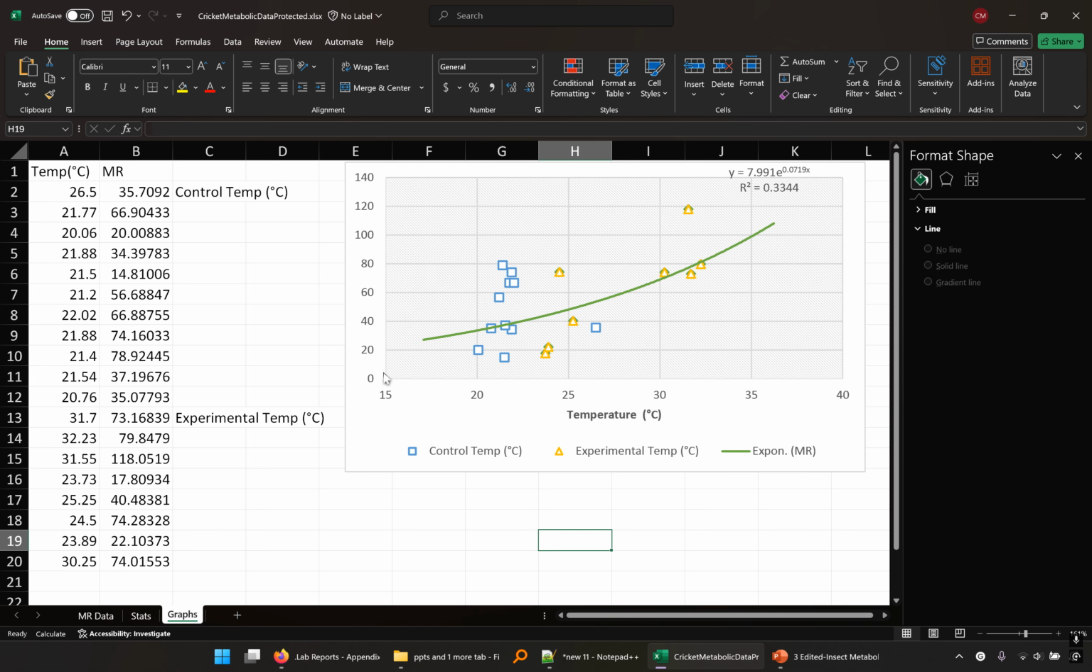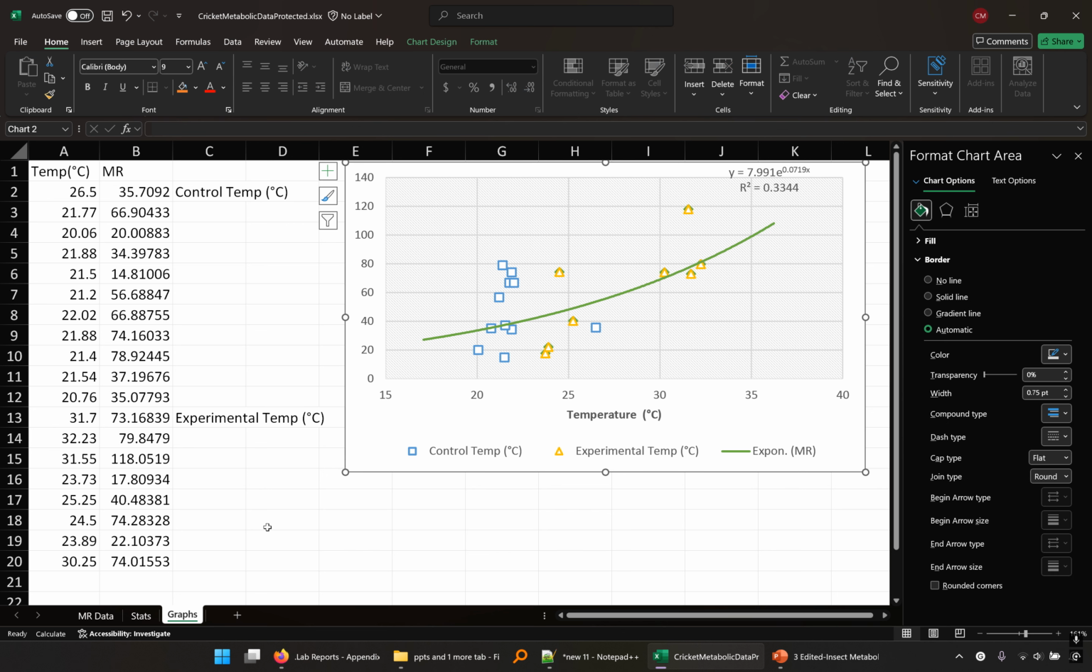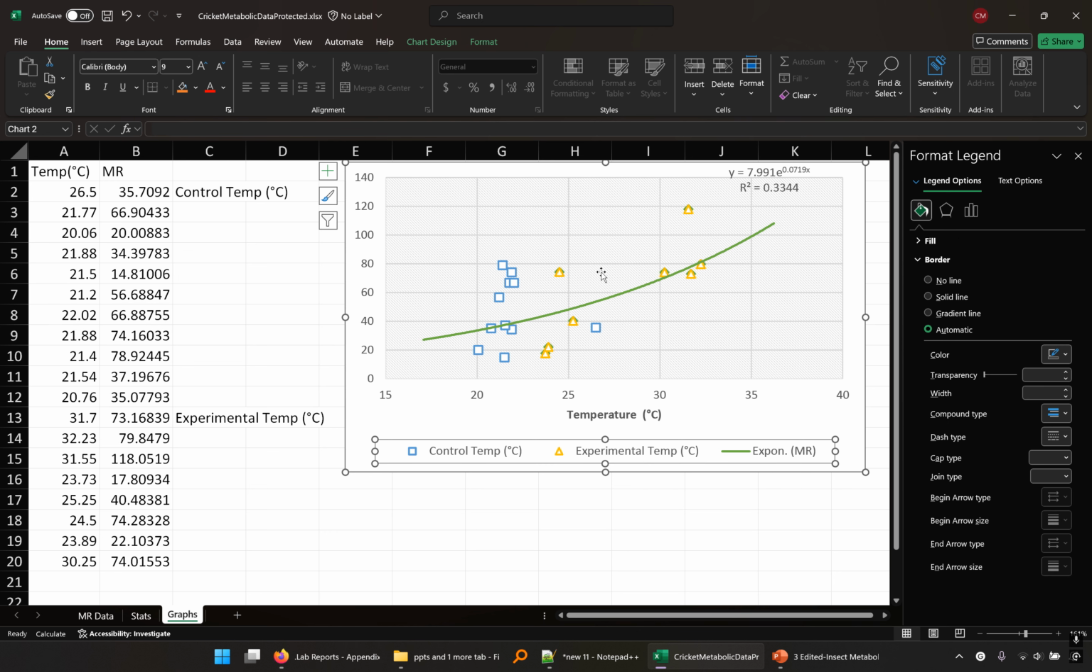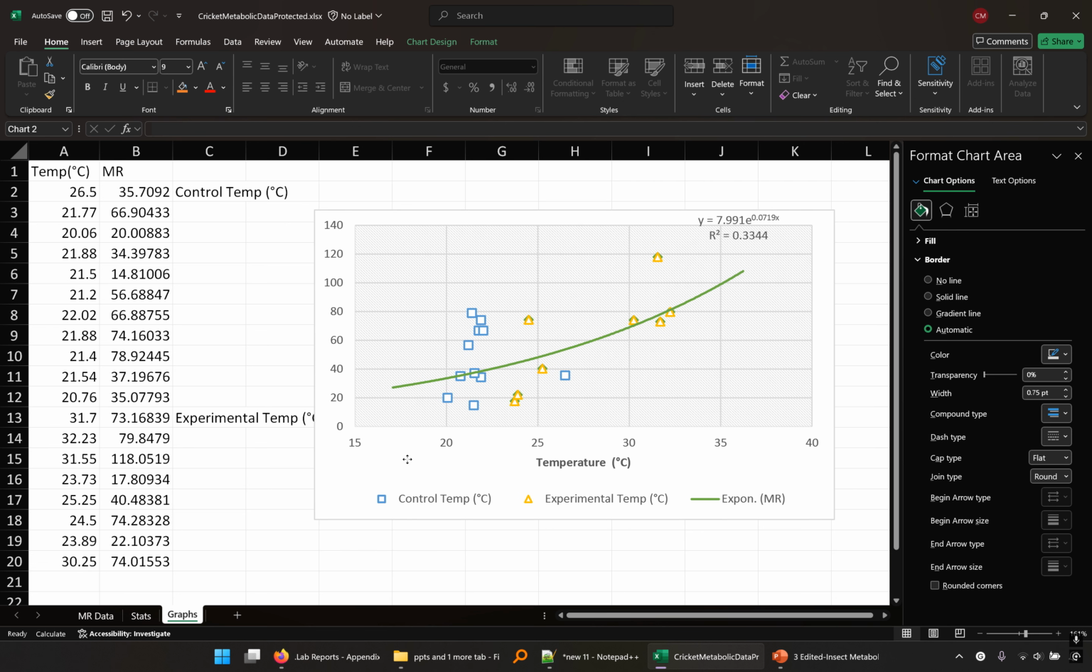Now, for plotting temperature versus metabolic rate, these values are a lot more difficult to start working with. So I'm going to go through this step by step, and this would be probably the most important part of this video, I would say. So please use this as a reference in the future, because creating these graphs and making them look nice, so you have different control and experimental, is a bit complicated. So I'm going to go through this step by step.